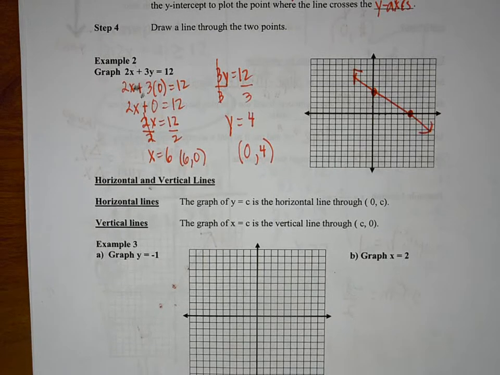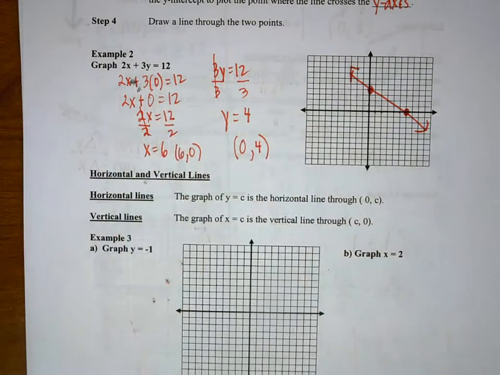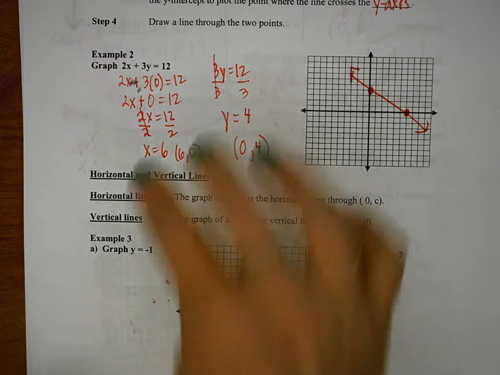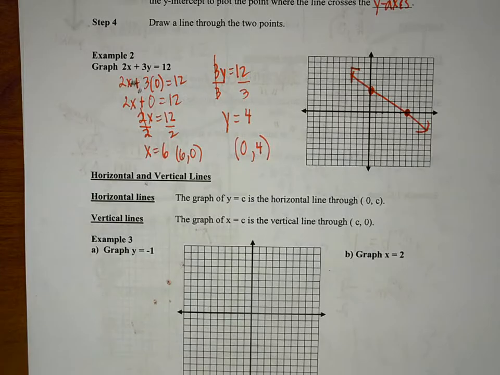So basically, if your equation is set up in standard form where x and y are on the left and your numbers are on the right, sometimes it's easiest to do standard form and just find both of your intercepts and draw your line. But if you don't like doing it this way, just change it to slope-intercept form and graph it that way. It'll work the same.